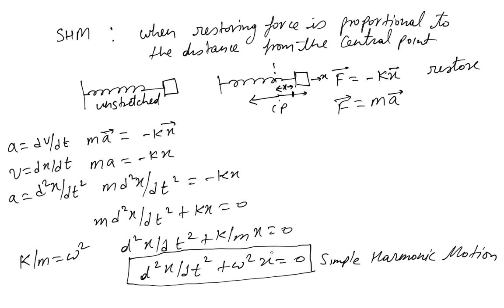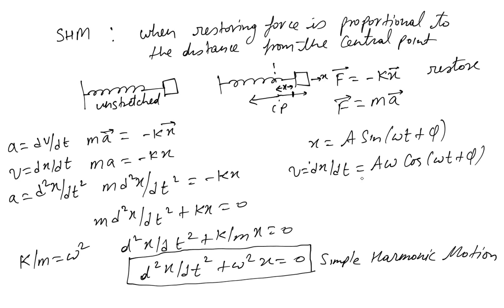And the solution of this equation we already have discussed is given as x equals A sine(omega t plus phi). Now this is the distance of the object from the central point. You can also find the velocity, and this is a function of time. The velocity is given as dx over dt, and that gives you A omega cos(omega t plus phi), and also the acceleration, which is d square x over dt square equals minus A omega square sine(omega t plus phi).